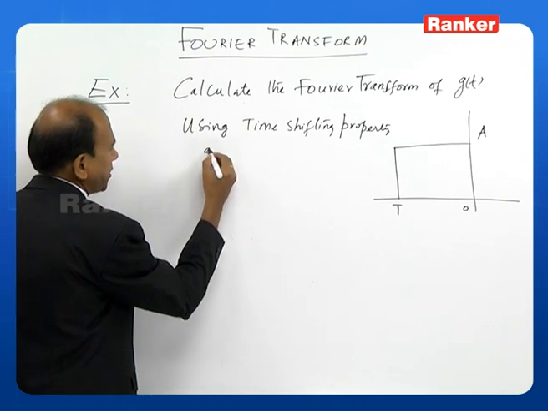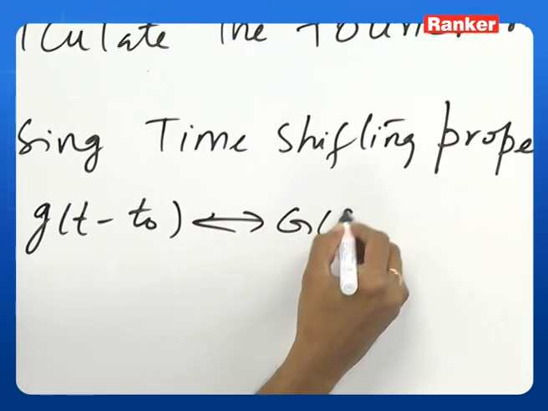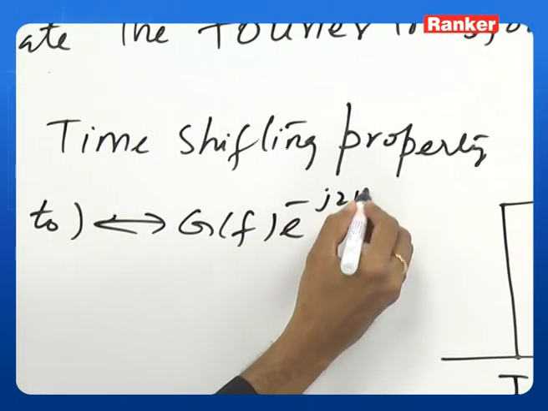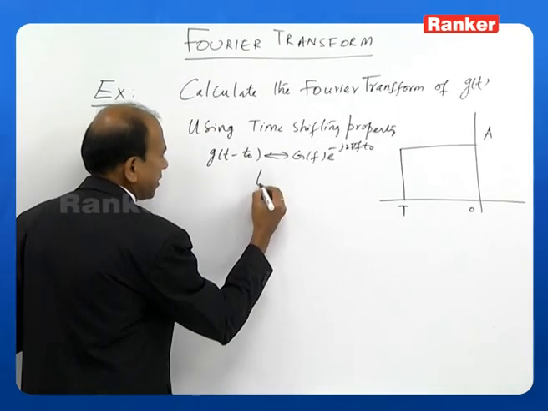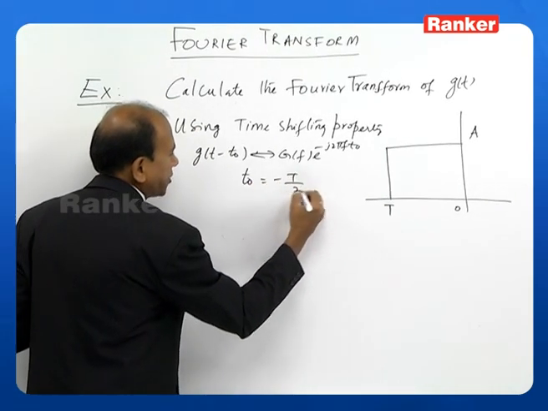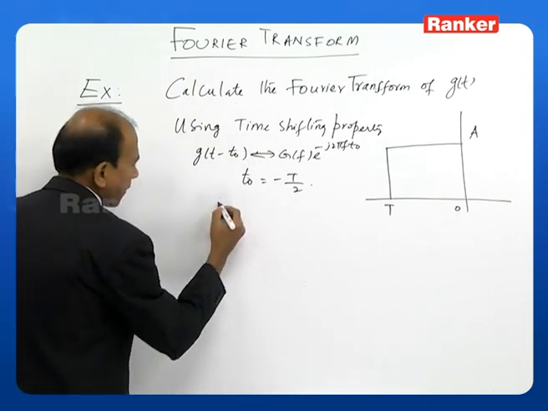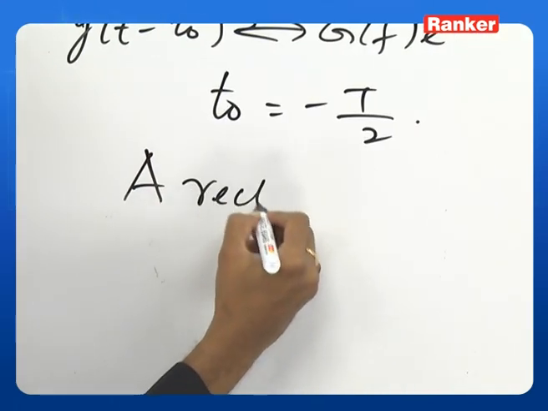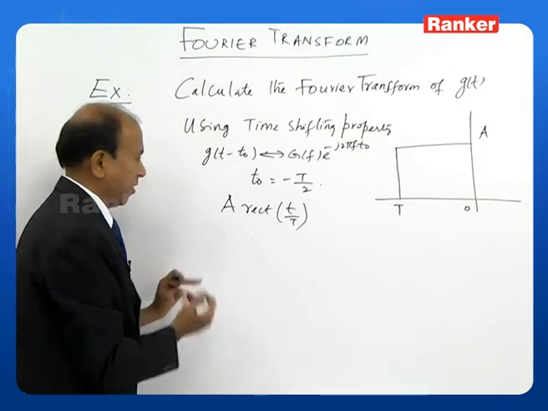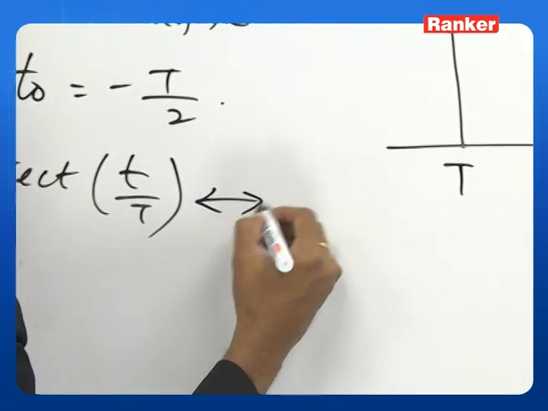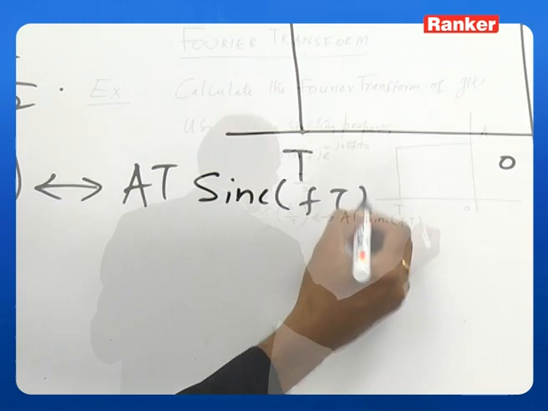What does it say? G of t minus t naught will have G of f e to the power of minus j2 pi f t naught. So, what is the t naught here? T naught for us is here minus T by 2, because this is shifted this side, left hand side. So, recognizing this as a rectangular function, what is the Fourier transform of this? We already calculated this. So, this will be A T sinc function of f T.